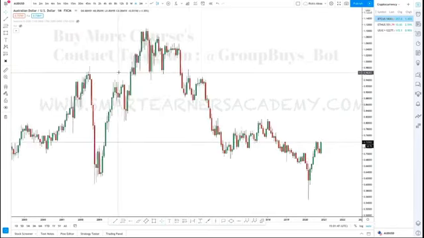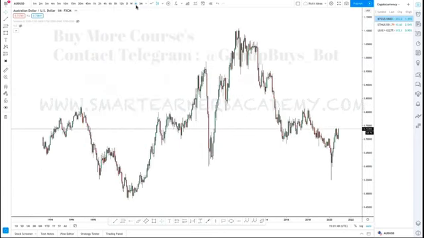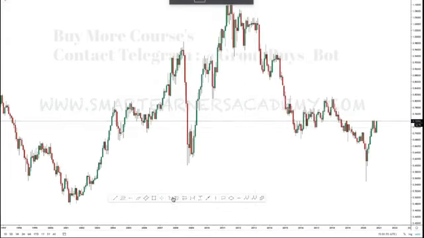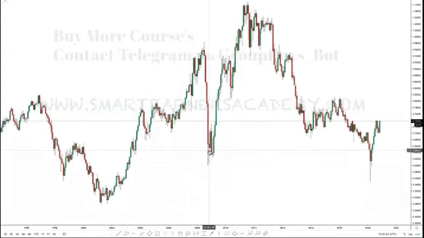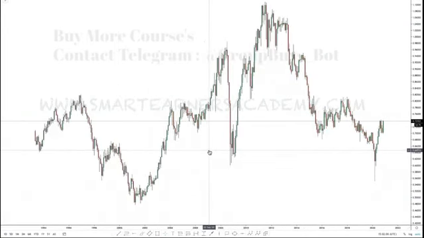So I said I was going to do a top down analysis on this pair. So let's go straight to business. The first thing I look out for is structure, order flow, and liquidity. Structure, order flow, liquidity.